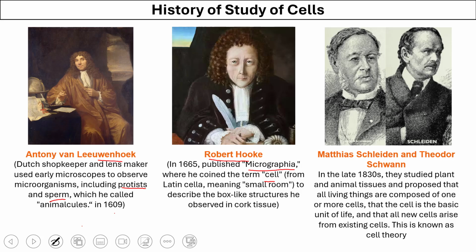Then we have Schleiden and Schwann. These are the two scientists who gave the cell theory, and the cell theory says that all the living organisms are made up of cells. So cell is the basic unit of life.